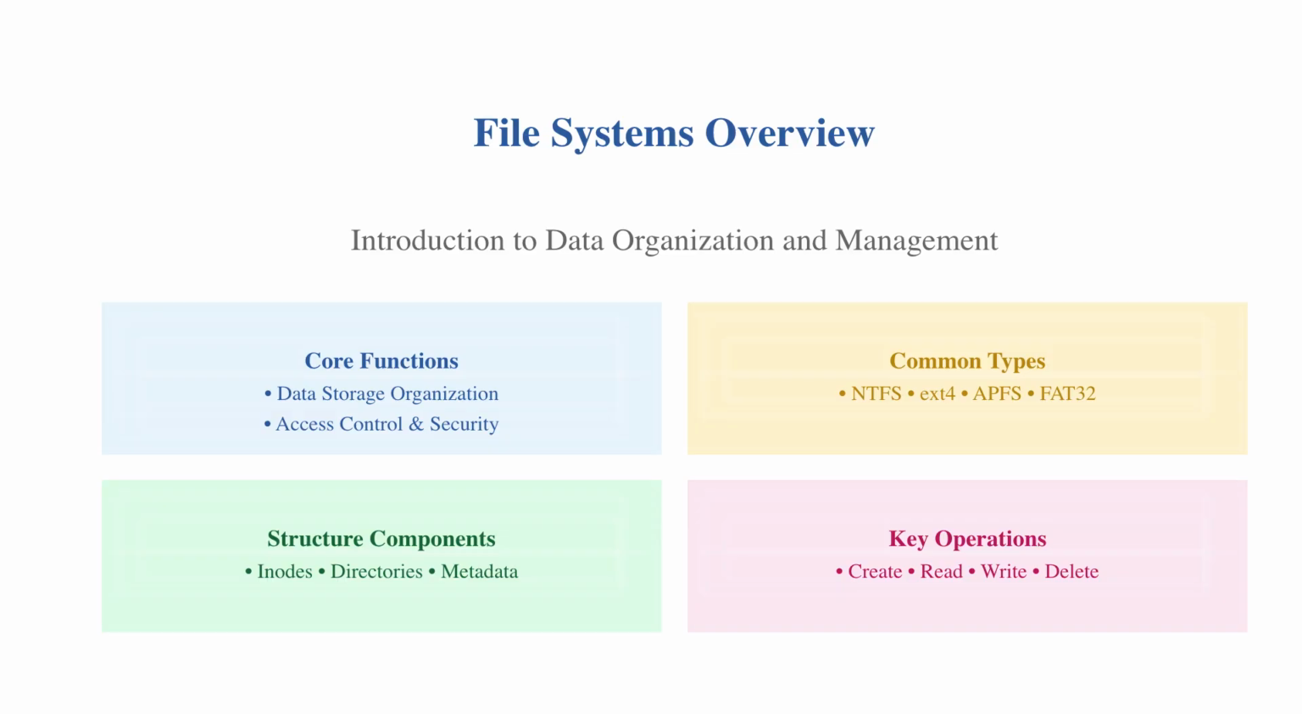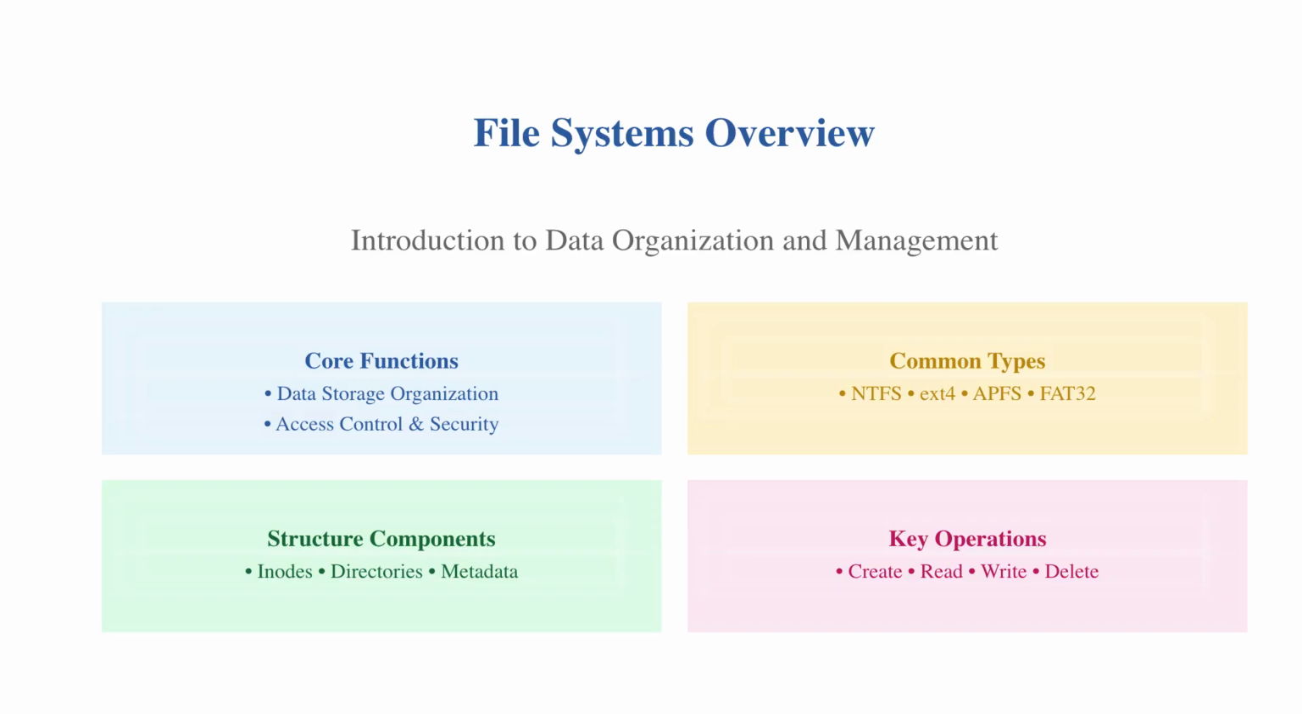The core functions of any file system include data storage organization, deciding where and how to physically store files on the device, access control to determine who can read or modify files, and space management to efficiently utilize available storage capacity. Different operating systems use different file system types.